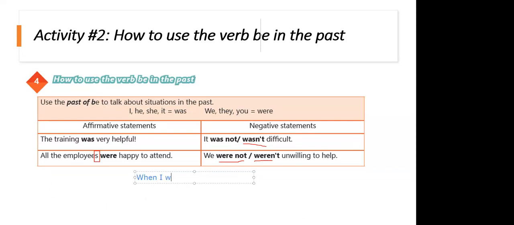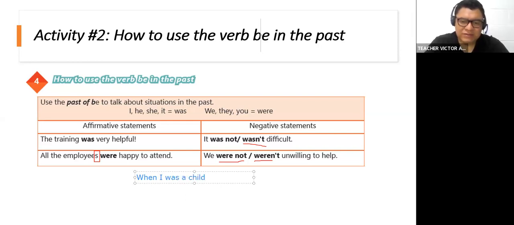Now, for example, imagine I say, when I was a child, I'm not a good sport. Oh, okay, I was not good at sport. Is this correct? When I was a child, I'm talking about the past. I'm not good at sport. Is that correct?